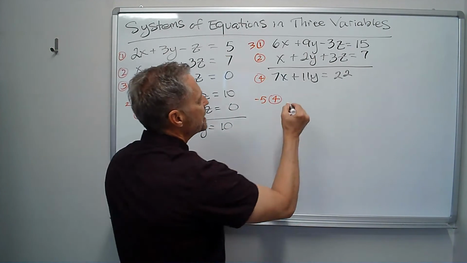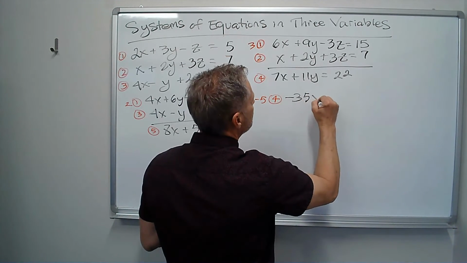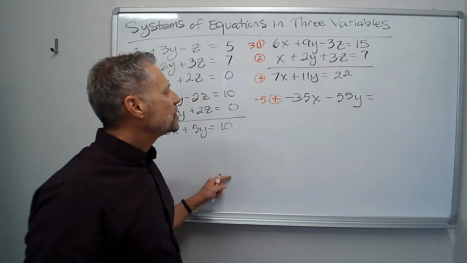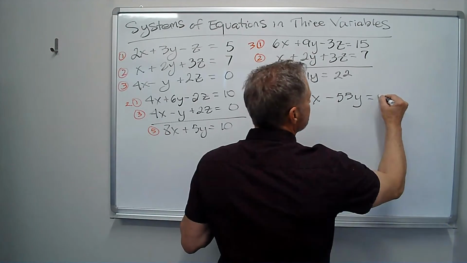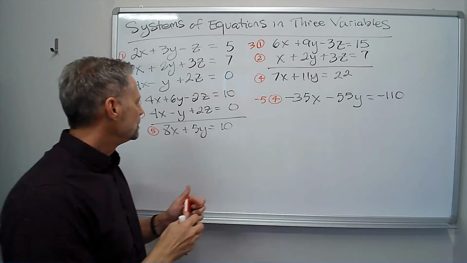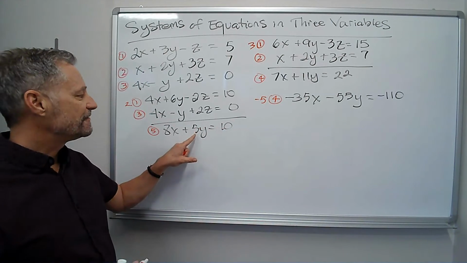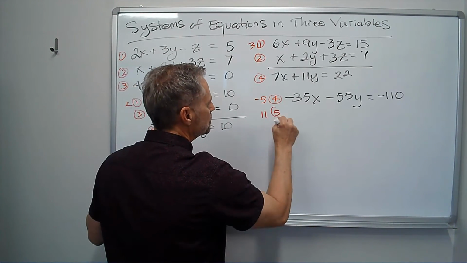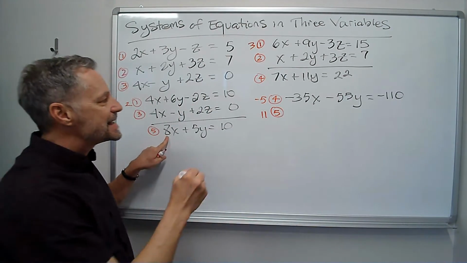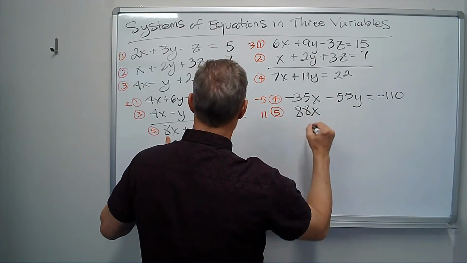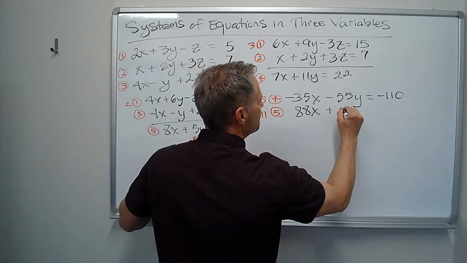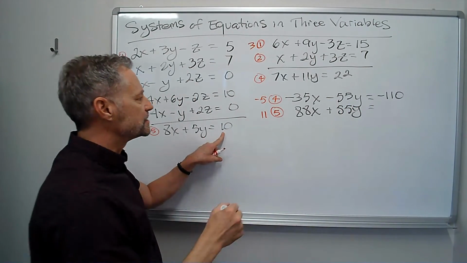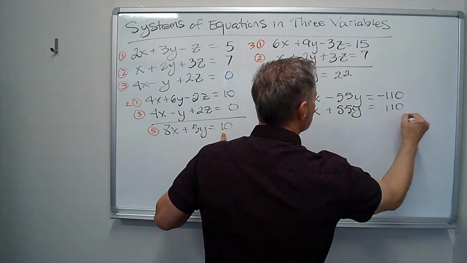So let's see, negative 5 times equation 4. So I get negative 35x minus 55y equals negative 1/10. And then I want 55y, so I'm going to go 11 times equation 5, and I go 88x plus 55y equals 110. Ooh, that's nice.